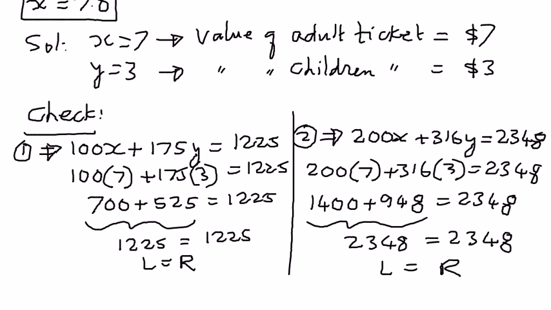The value of x is the value of the adult ticket, and the value of y is the value of the children's ticket. And this is the way we want to be able to solve application problems using systems of linear equations and using matrices to solve these systems of linear equations. In my next presentation, we shall look at some more examples related to solving systems of linear equations using matrices, and this time with applications.